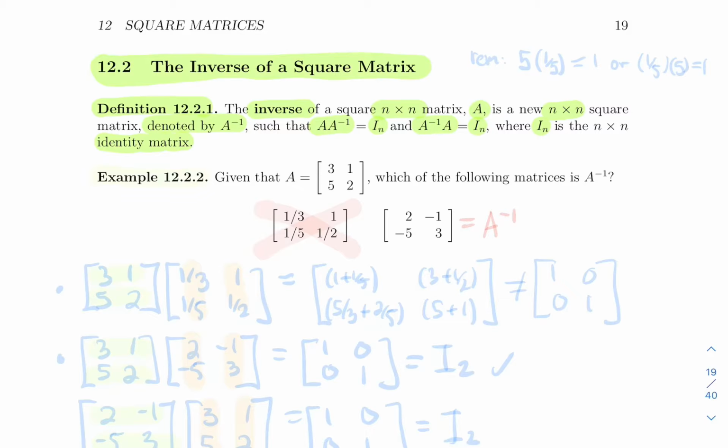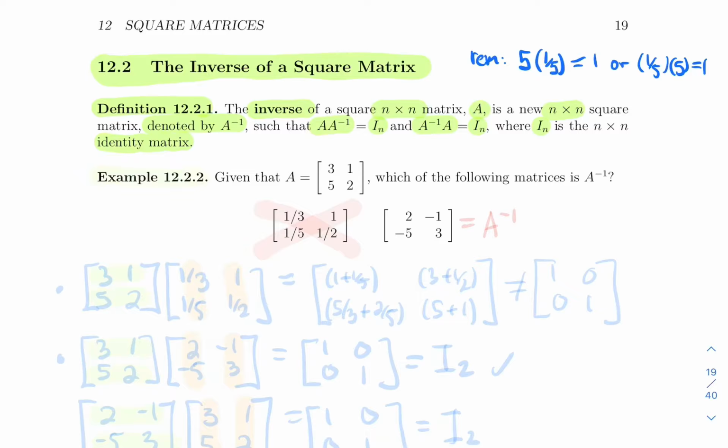This definition is very similar to how you would define the inverse of a number. So, for example, what's the inverse of 5? Well, it's 1/5, because if you multiply 5 by 1/5, you're going to get 1. Of course, if you go 1/5 times 5, you get 1 also, because product is commutative with real numbers, but for matrices, we don't have commutativity, so we have to check both directions.